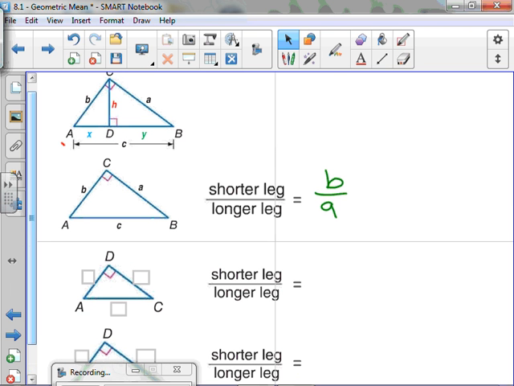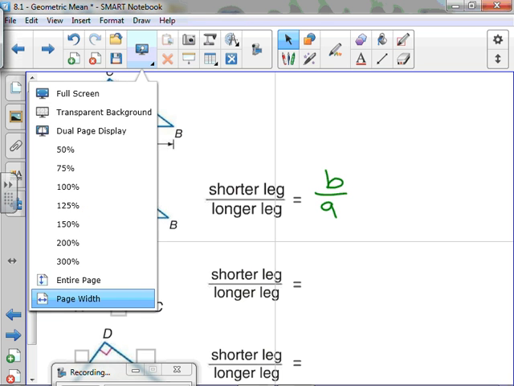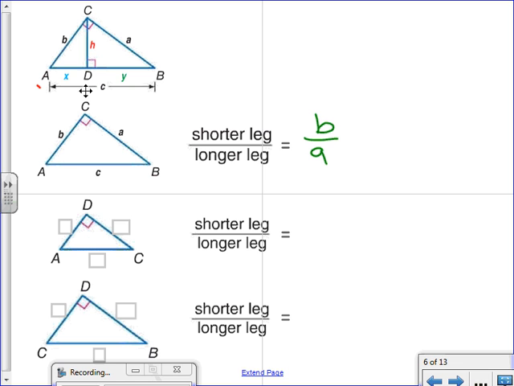Now that we have all these labeled, I'm going to do this. This is going to be my green. This is going to be my red. And this is going to be my blue, just so I can keep this color coded. Now, for the green triangle, we had B over A for shorter leg to longer leg. What is my red triangle going to be for the same shorter leg to longer leg? X over H.